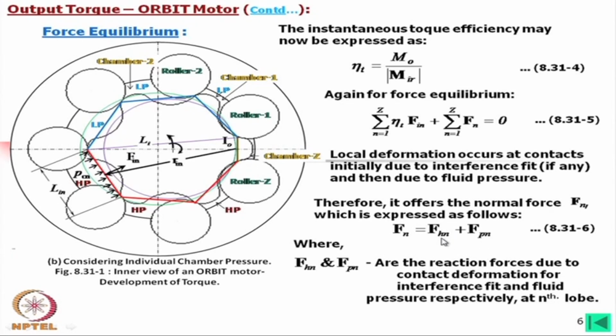Now, what we do is add fluid pressure because the output torque is there. Therefore, we should consider that at each contact there are two forces acting: originally due to the interference and then due to the pressure. If there is no interference, we can consider this part as 0 and the normal force is equal to the force due to the pressure.